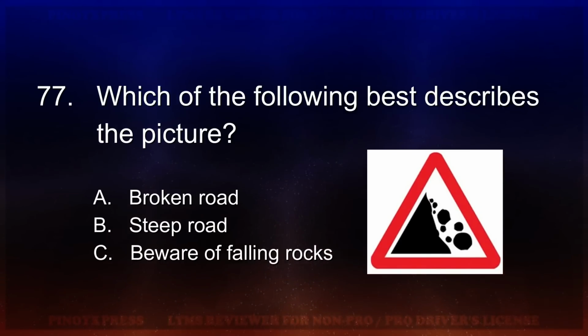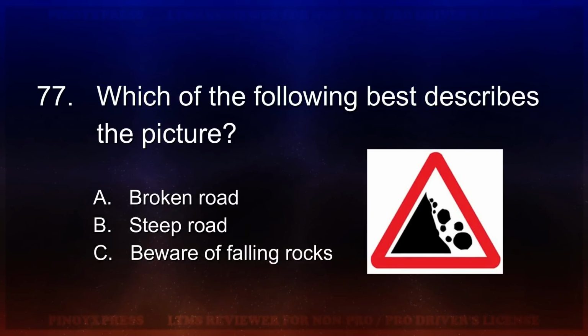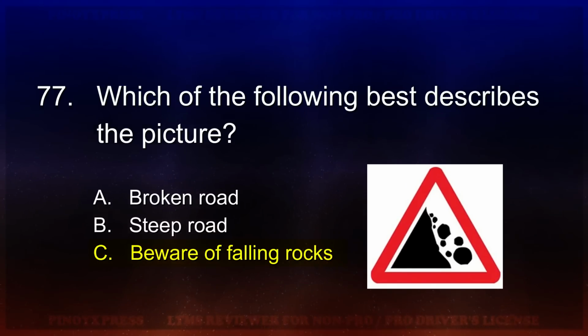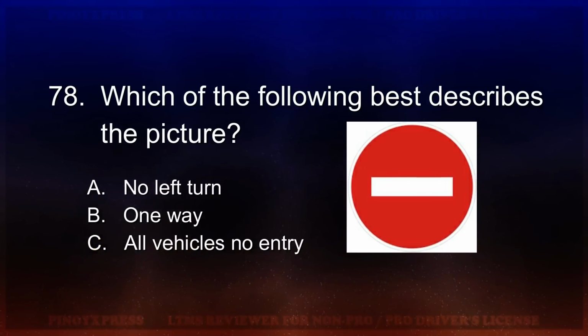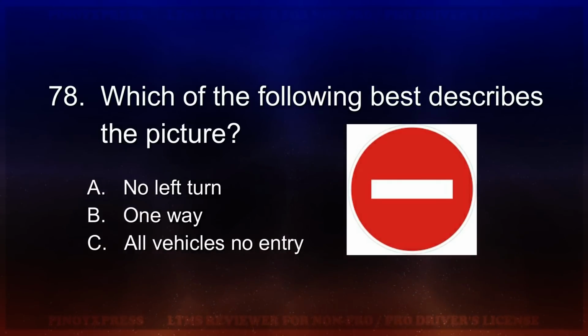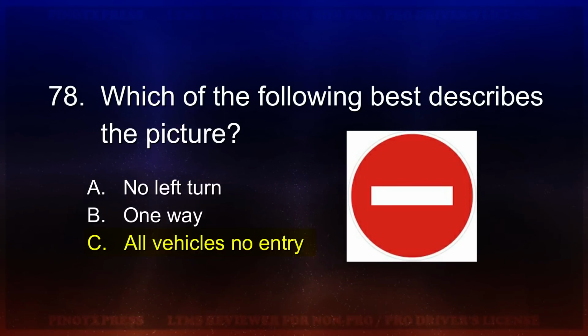Which of the following best describes the picture? A. Broken road. B. Steep road. C. Beware of falling rocks. The correct answer is letter C. Which of the following best describes the picture? A. No left turn. B. One way. C. All vehicles no entry. The correct answer is letter C.